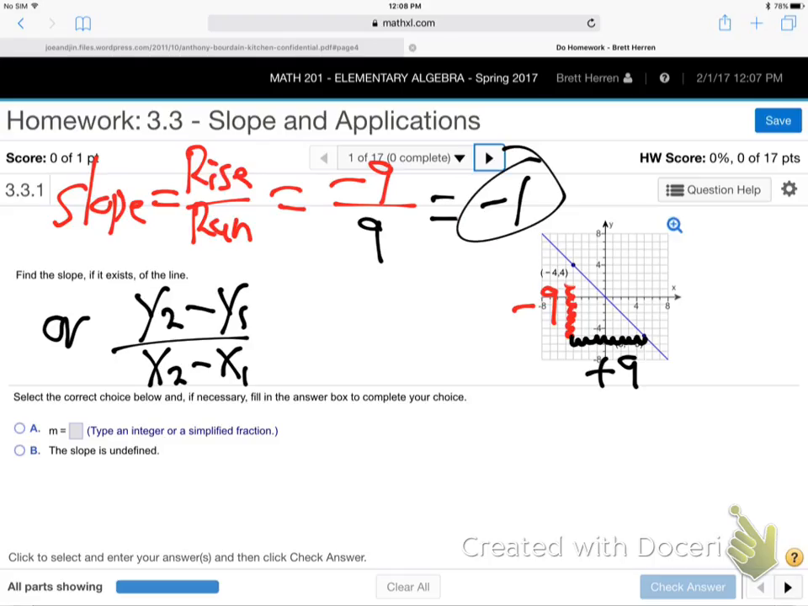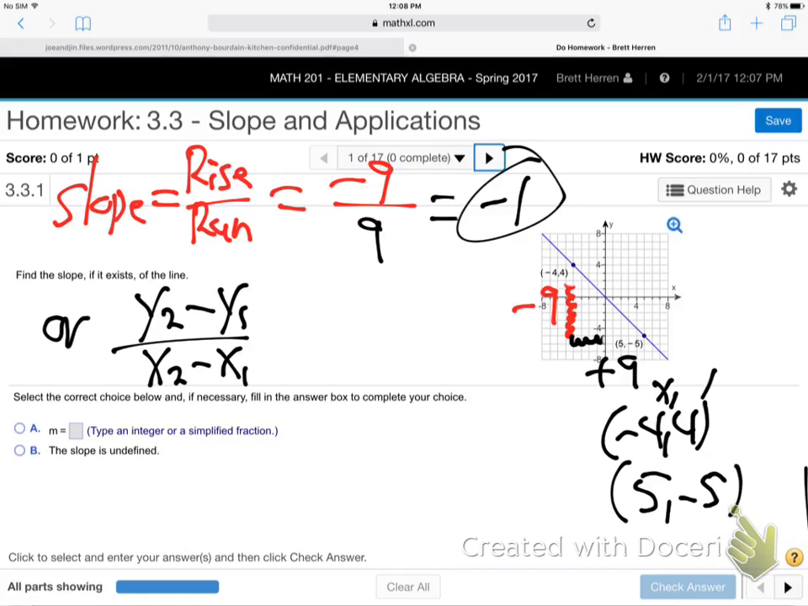And so to do that, you've got to use the point. What was it? It's -4, 4. And what's the other point? I can't see it. 5, -5. And this will be the x1, y1. This will be the x2, y2. Are you tracking with me? Going too quick? Is this making sense?